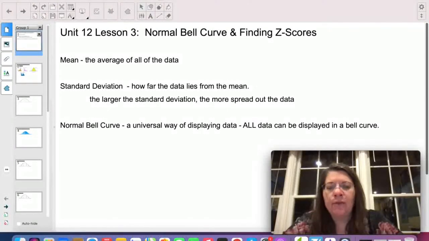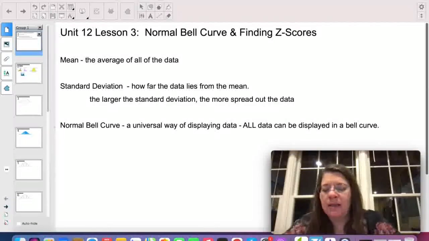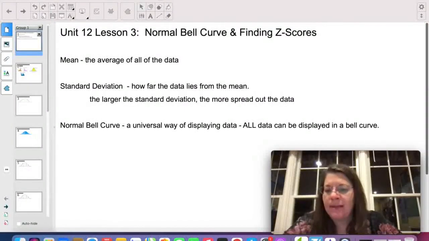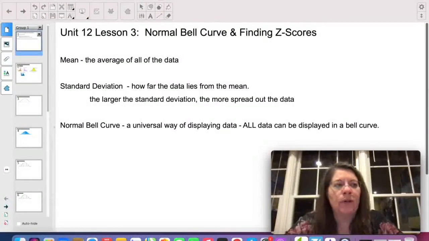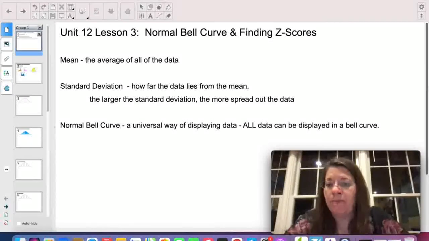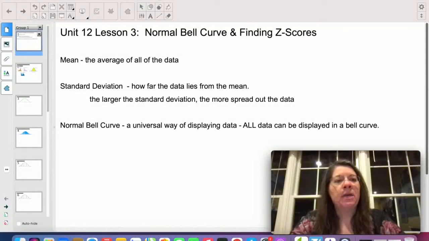So it's a really good way of doing a really quick estimation of where somebody stands in the whole realm of data. Another good one would be SAT scores or any kind of standardized test scores. If they say you're in the 75th percentile, that means you scored higher than 75% of the population. And it's really easy to tell where the majority of the data lies because of the shape of the bell curve. So that's what we're getting to.